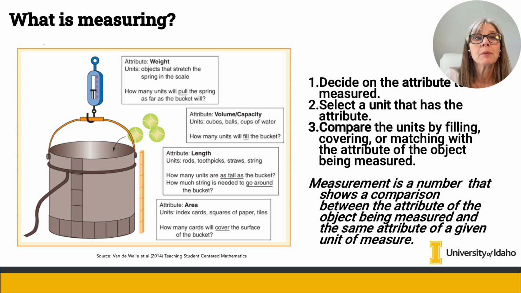When we use a tool to compare the number of units that are either filling, covering, or matching with the attribute of the object being measured, we describe this comparison of units by using a number. It is important for students to understand that the tool used must have the attribute of what is being measured. For example, we use a ruler, a linear tool, to measure the length of an object. The area of an object is measured in square units, the attribute of covering space. Measuring tools such as rulers and protractors make the measuring process easier and provide a standard form of measurement accepted by the math and science community.